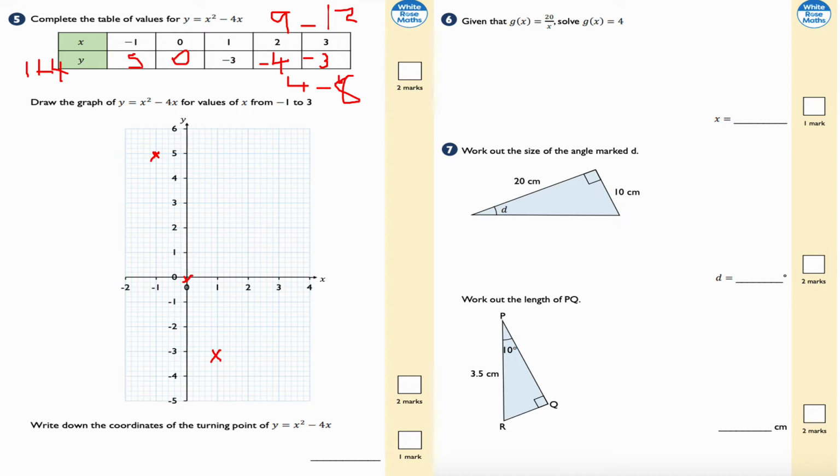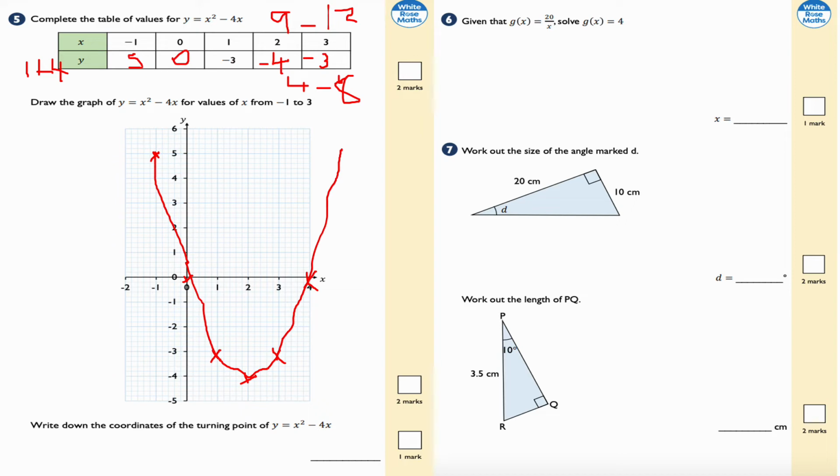When x is 2, y is -4. When x is 3, y is -3. And if you're interested, when x is 4, it actually crosses the x-axis at 0, at 4 as well. So sketching this, it is a rough sketch now, obviously not drawn perfectly, but it will look something like that.